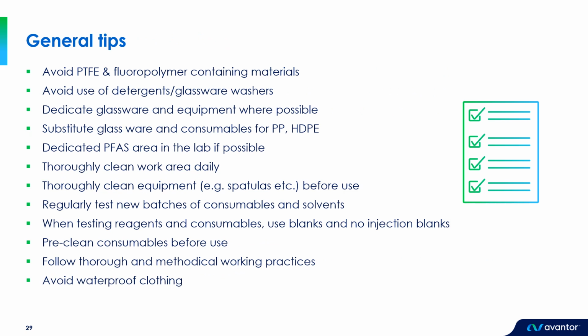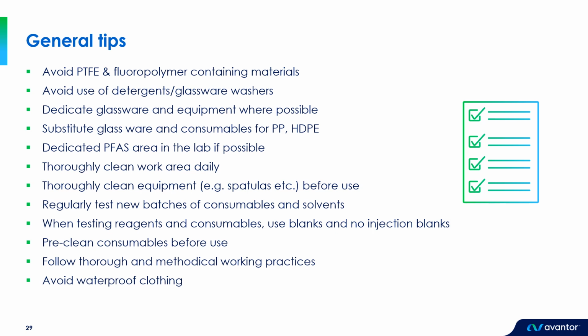We can reduce the potential for sample contamination by following a few general tips. So firstly, we should avoid using any PTFE and fluoropolymer containing materials in any of our PFAS workflows. Additionally, avoiding the use of any detergents or glassware washers is advisable, and I'd highly recommend dedicating glassware such as mobile phase bottles and equipment where possible to PFAS analysis rather than using communal equipment.